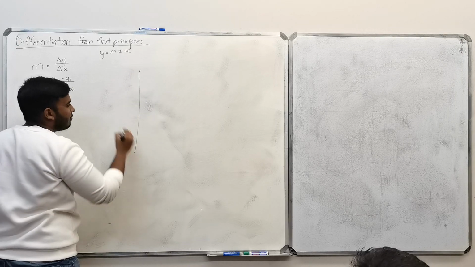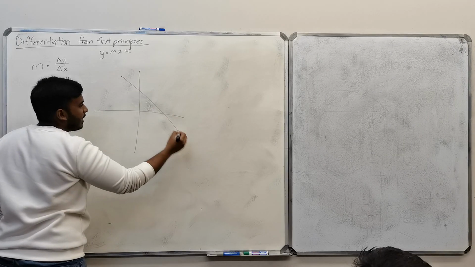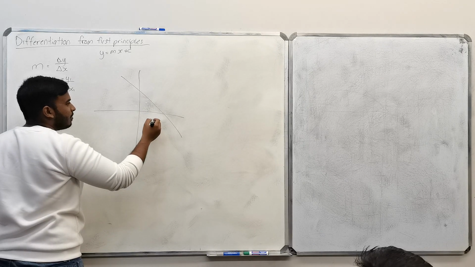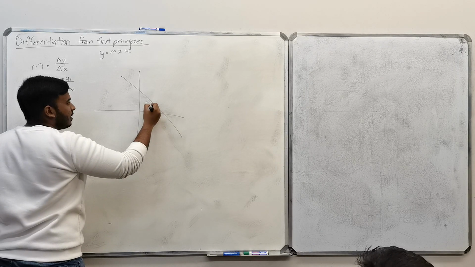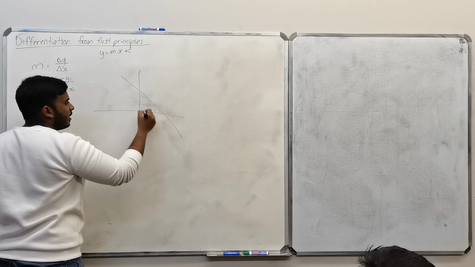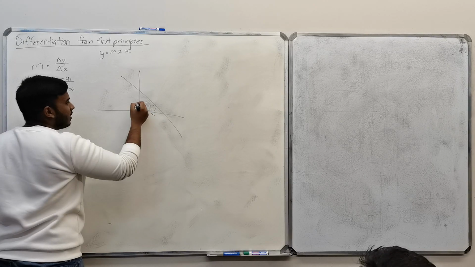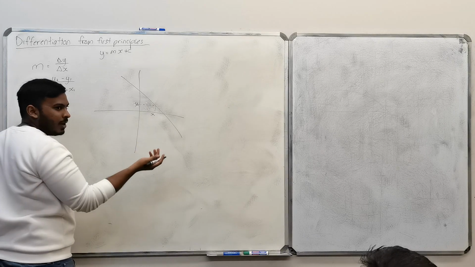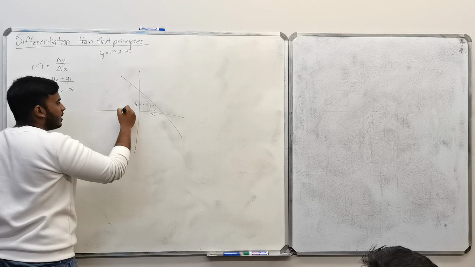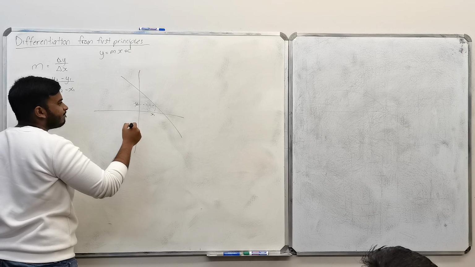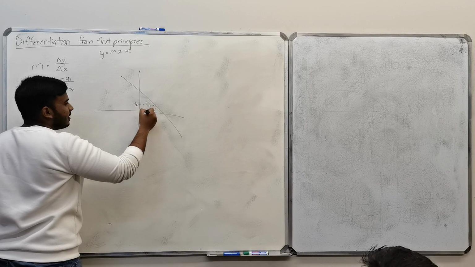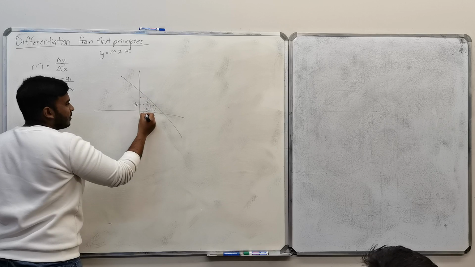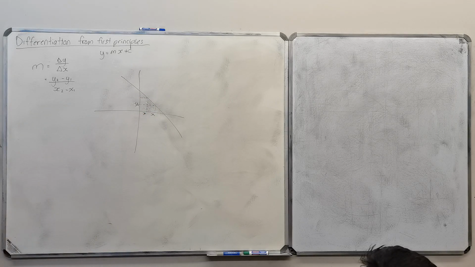So if I had a graph like this, and if the graph cuts it like that, right? If I take 2 points, say for example I take x1, y1, right? And if I take another point, let me try the other way.